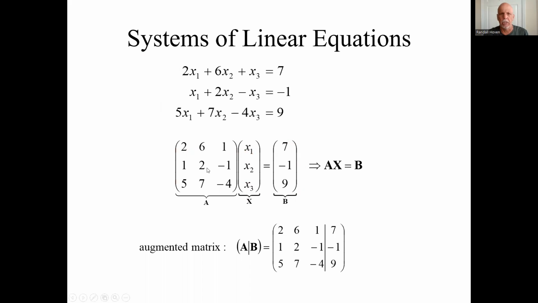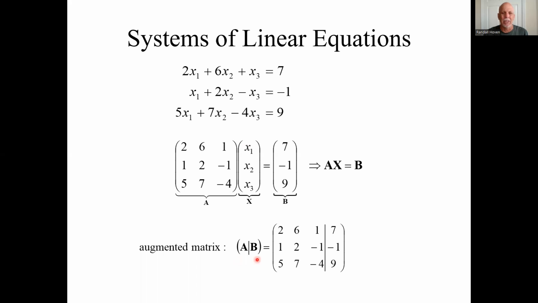Do this multiplication, and I'll get 2x1 plus 6x2 plus x3 equals 7 at the top, etc. So now I can look at this single equation of matrices that actually represents three scalar equations and three unknowns, Ax equals b. So that's how we can convert these equations into matrix format.